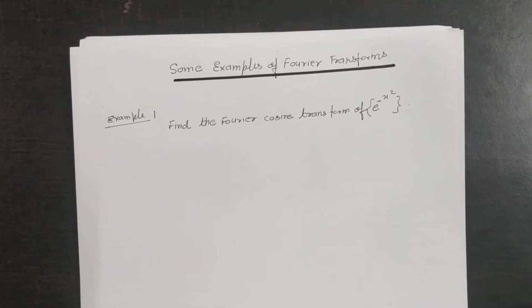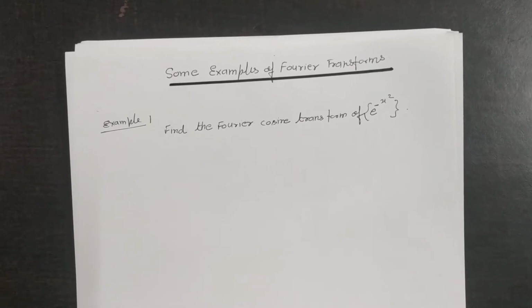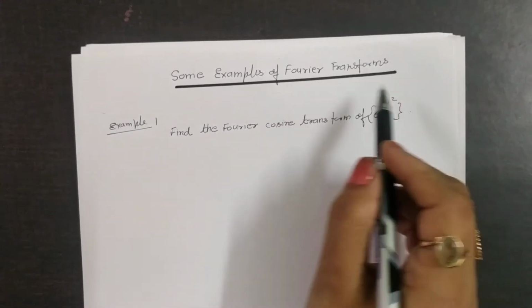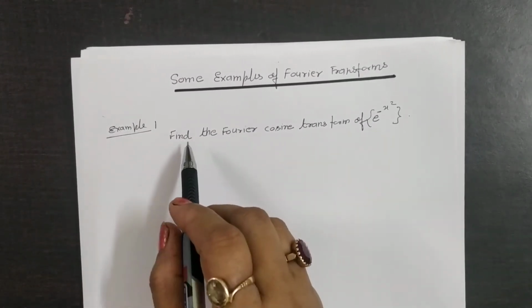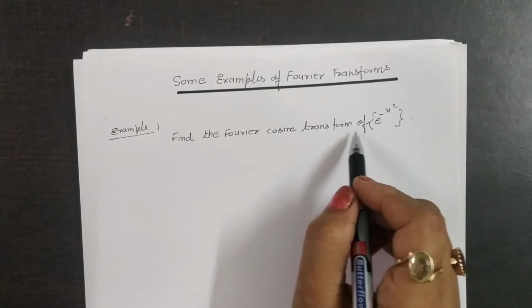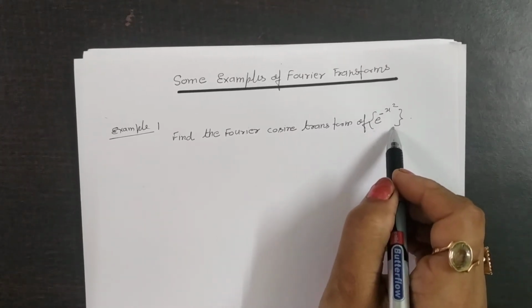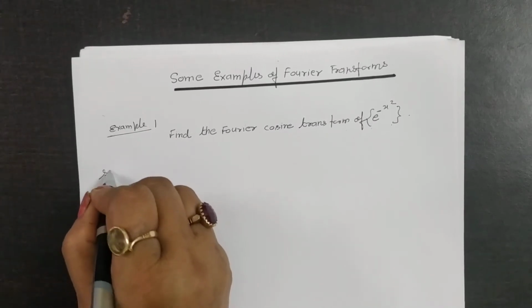Yes, students, today I will explain some examples of Fourier transform. The example is, let us find the Fourier cosine transform of e to the power minus x square. Okay, the solution of this problem is as follows.